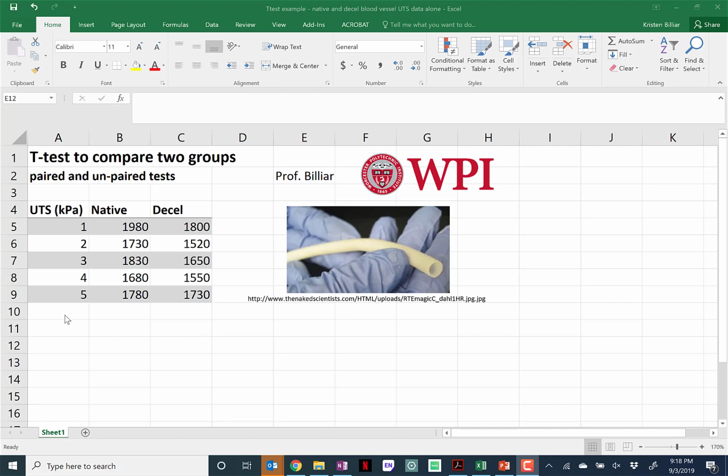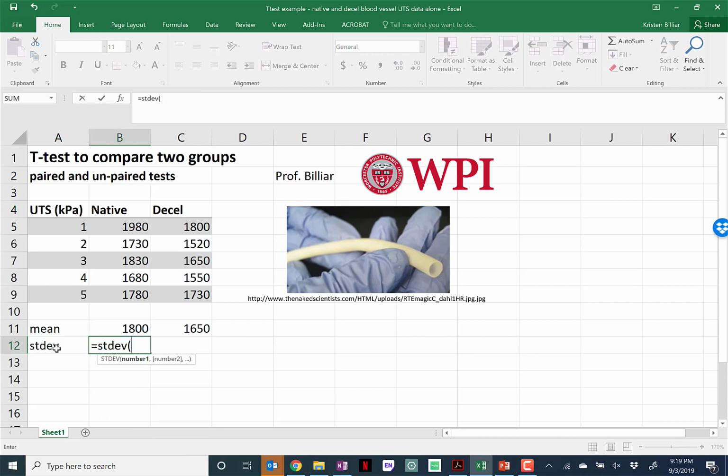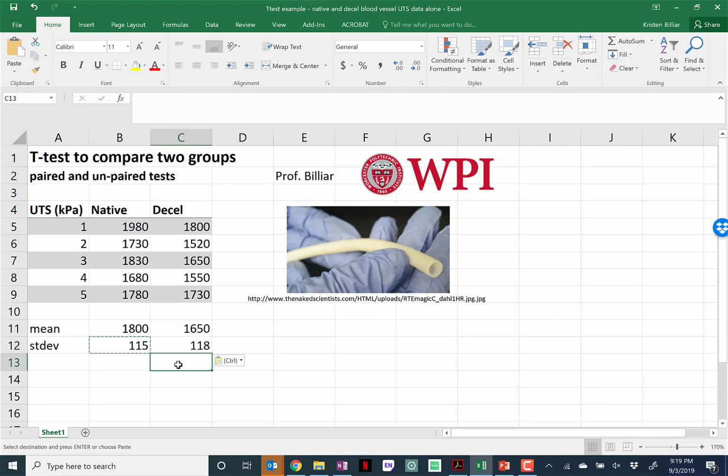And the first thing we want to do is our descriptive statistics, so we can calculate the mean, which in Excel is average, of each column. And I can copy that over here, paste it there, and the standard deviation, a measure of the variability of the data. Proper significant figures. And so they have pretty close means to each other, 1800 kilopascals and 1650 kilopascals, and similar standard deviations also.